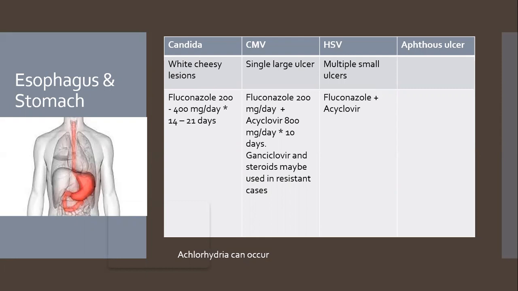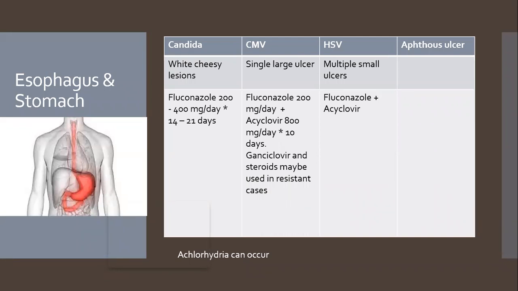CMV is human herpes virus 5. Here on endoscopy, you can get a single large ulcer. I'll comment on the treatment later. HSV will be multiple small ulcers. But most of the time, we will not be able to do an endoscopy. So if any patient with HIV presents with dysphagia, first think of esophageal candidiasis. You can empirically treat them with fluconazole. This fluconazole also covers some amount of herpes simplex viruses. So even after giving fluconazole for 1 week, if the patient's dysphagia does not improve, you should think of CMV as a possibility, right?